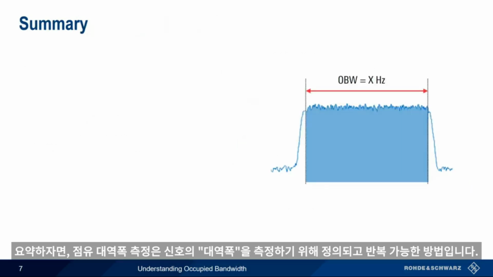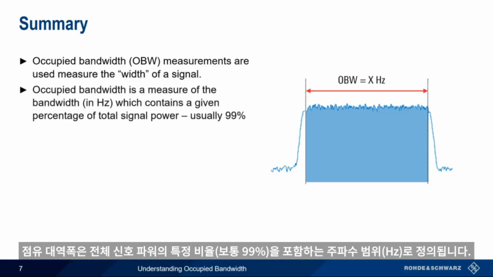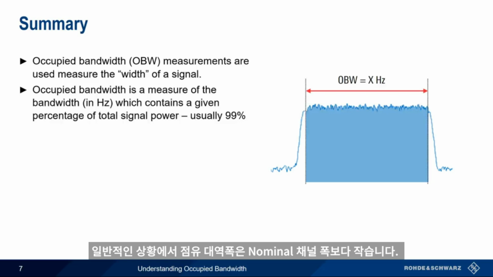Let's summarize what we've learned. Occupied bandwidth measurements are a defined, repeatable way to measure the width of a signal. Occupied bandwidth is defined as the frequency span, in hertz, which contains a given percentage of the total signal power, usually 99%. And under most circumstances, occupied bandwidth is less than the nominal channel width.